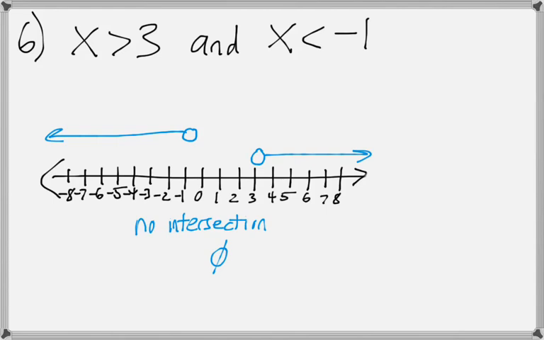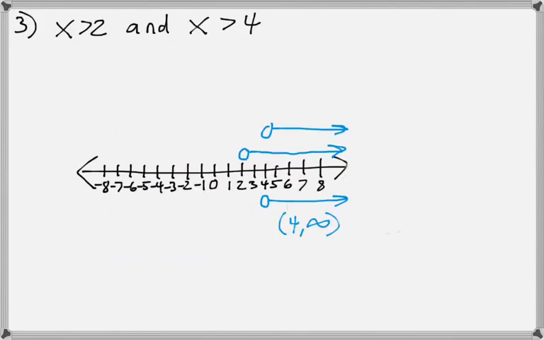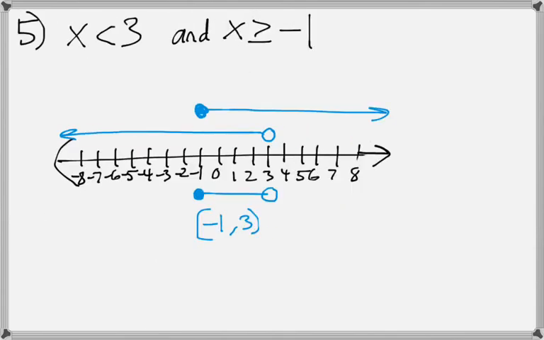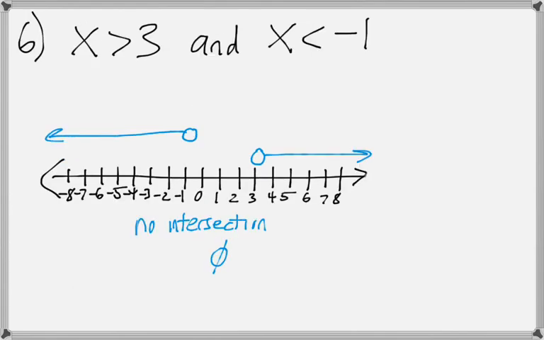So those are kind of the 4 basic cases. You have this one where it's kind of all the stuff to the rightmost. Here, all the stuff to the leftmost. Here is kind of an intersection in the middle. And here's where they actually don't intersect.